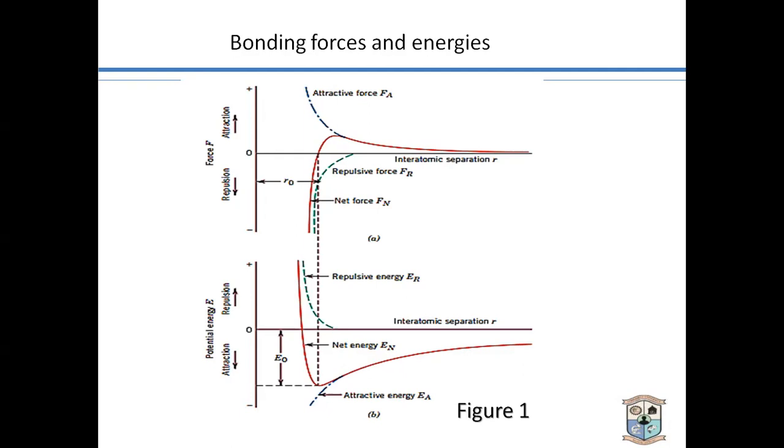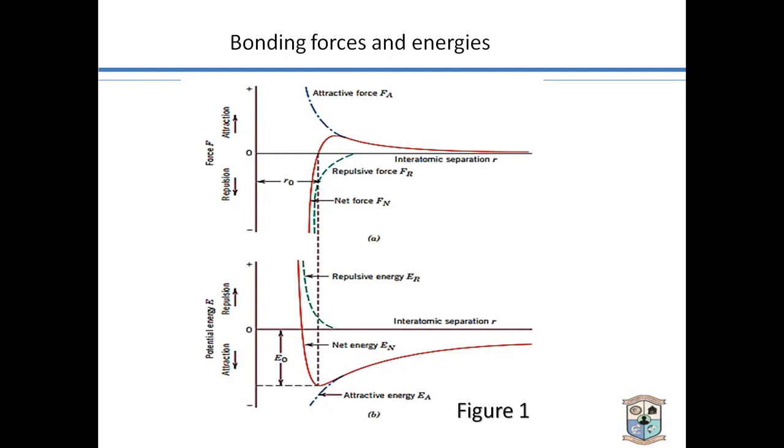At small separation distances, each atom exerts forces on the other, and the forces are of two types. There's the Fa, which is known as the attractive force, and there's the Fr, which is known as the repulsive force. And r in this case is the interatomic distance, the distance between the two atoms. The origin of Fa, the attractive force, depends on the particular type of bonding that exists between the two atoms.